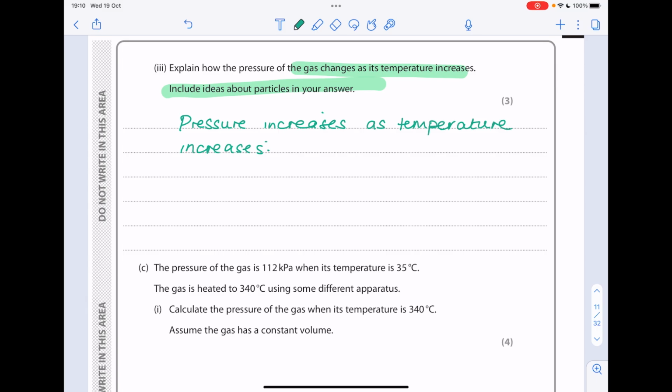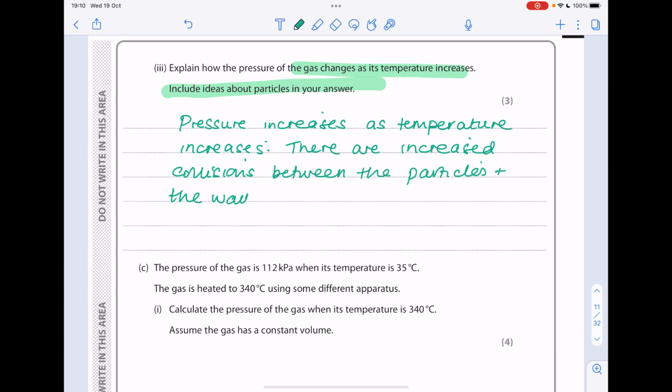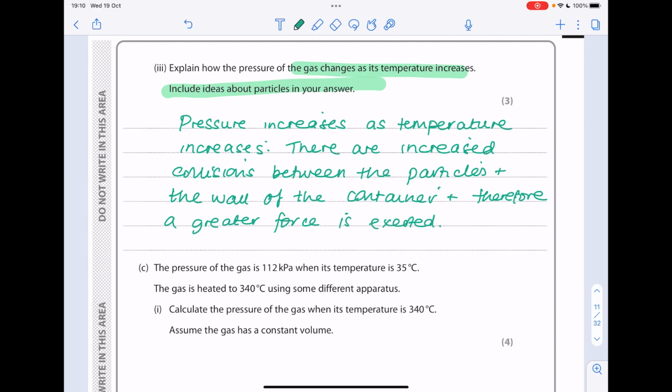I really want you to rote learn this answer, because we now need to provide an explanation. We need to say that there are increased collisions between the particles and the wall of the container, and therefore a greater force is exerted between the particle and the wall. And if you're feeling fancy, you can provide an equation to back up your answer. Remember, the FAP equation is important here, which states that pressure equals force over area. It's always great to provide equations.